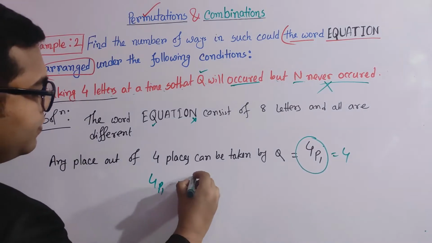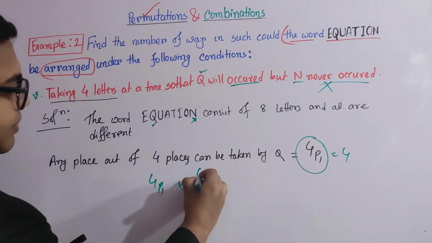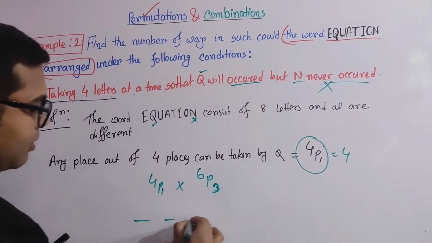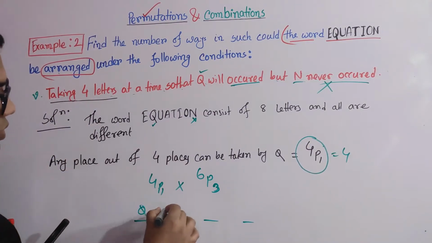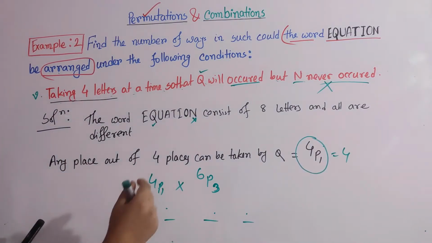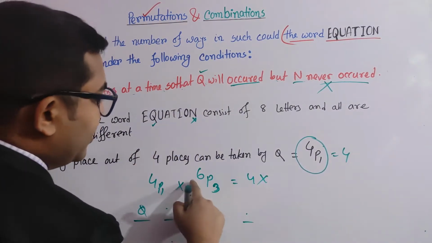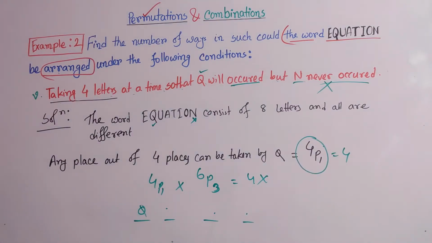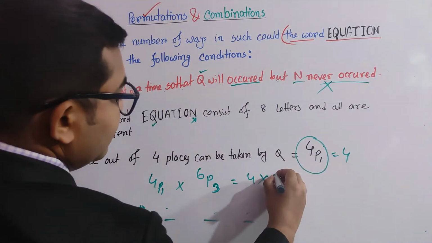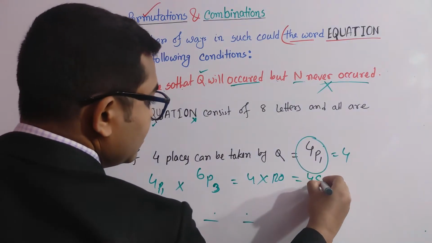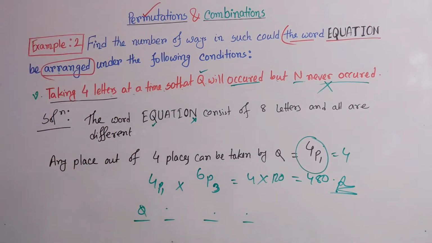4P1 into, we actually have 6 options and there were 3 empty places. I think we all have remembered this. Here was, say for example, Q, so all 3 empty spaces here, and there were 6 options. So if we multiply these two, then it will be 4 into 6P3. 6P3 is equal to 120, and 4 into 120 is a very easy answer. It should be 480, and that's the required answer.